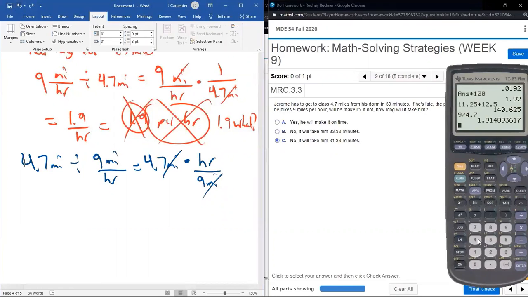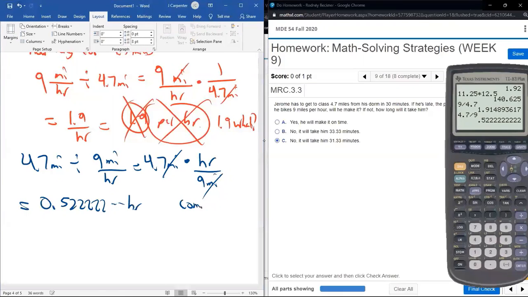And then 4.7 divided by 9 is about a half, 0.522222222, and that's hours. That makes sense. If he went 4.5 miles in a half an hour, it's not going to take him very much more time to go 4.7 miles. But the question is, they wanted this in minutes.